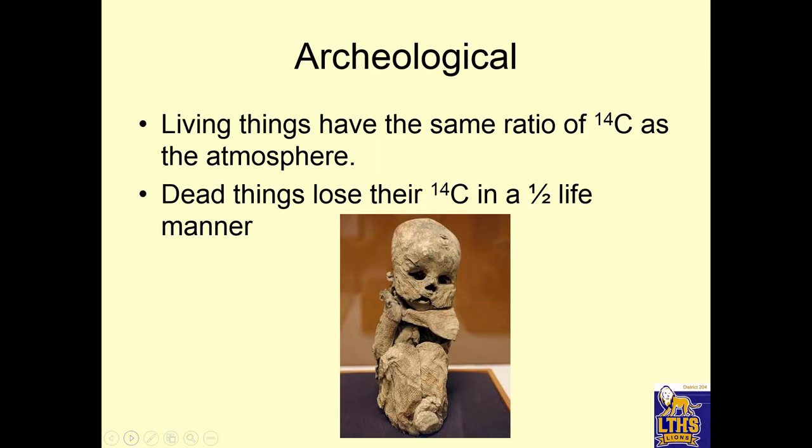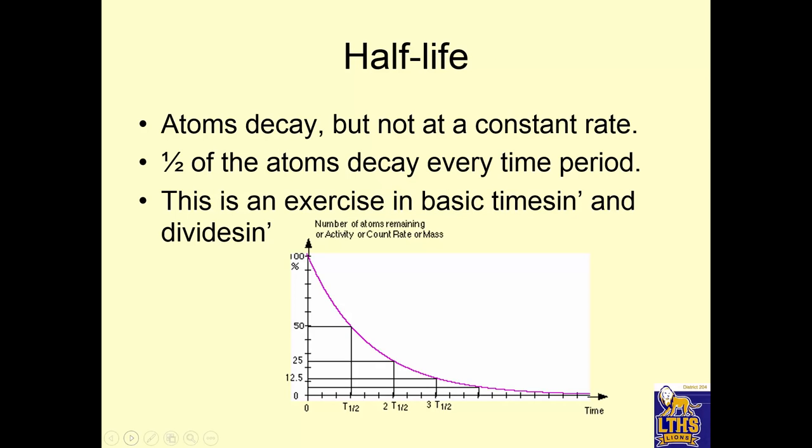Archaeological dating: living things have the same ratio of carbon-14 as the atmosphere. Dead things lose their carbon-14 in a half-life manner. So this is a newer way of calculating it. Atoms decay, but not at a constant rate. So this is a calculation.